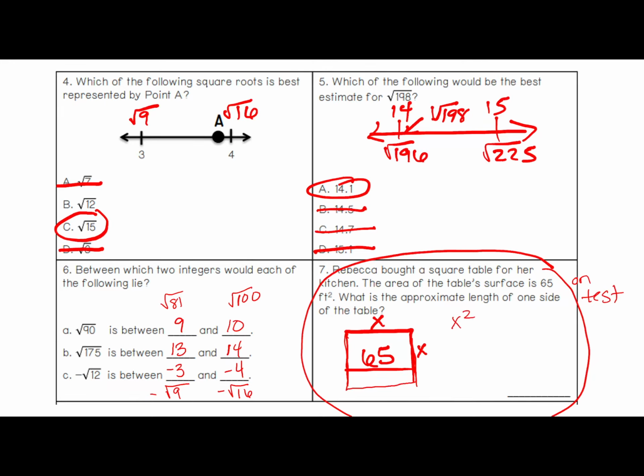So this would be x squared equals 65. To figure out what that is, we need to take the square root. So we have x is the square root of 65. And 65 falls between square root of 64 and the square root of 81. And 65 is right here. And this is 8. And this is 9. So I would say it's probably 8.1.